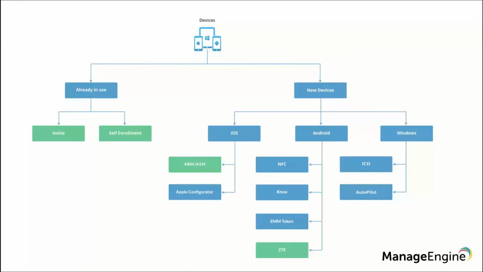So now we have seen the enrollment procedures for the devices that are already in use using invite and self-enrollment. And for new devices, we have seen ABM enrollment method and zero touch enrollment method. We do have other options like Apple, but we have covered the major enrollment methods that are available.